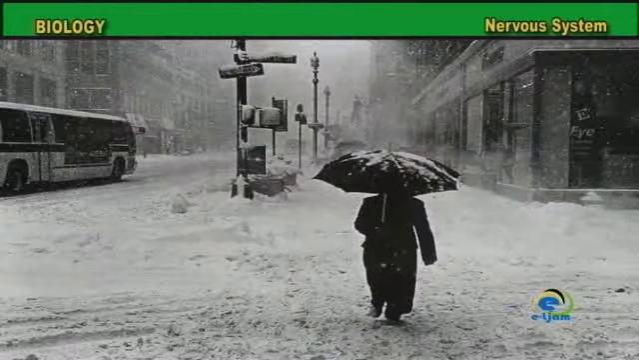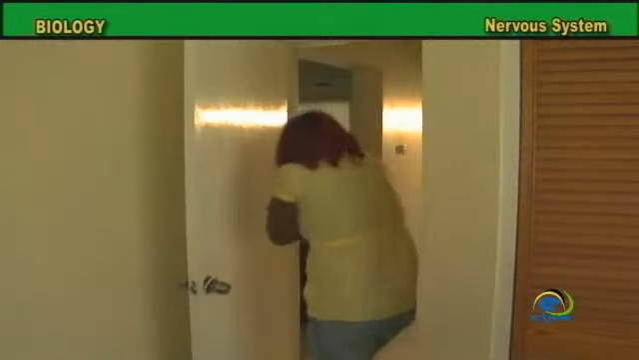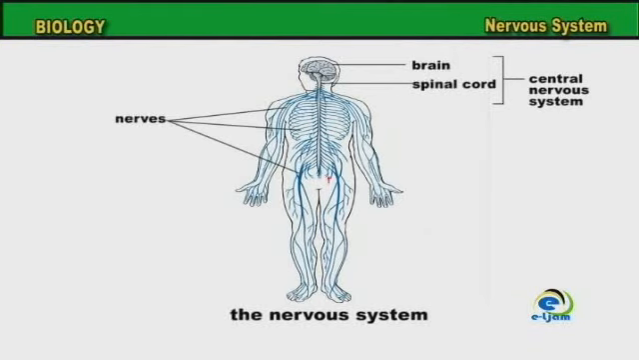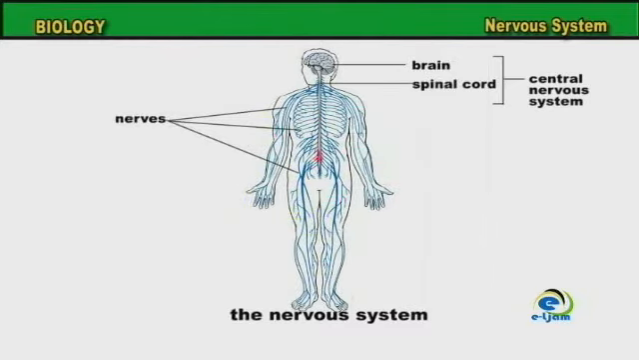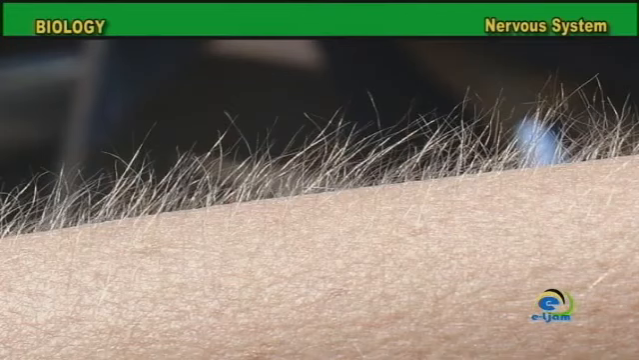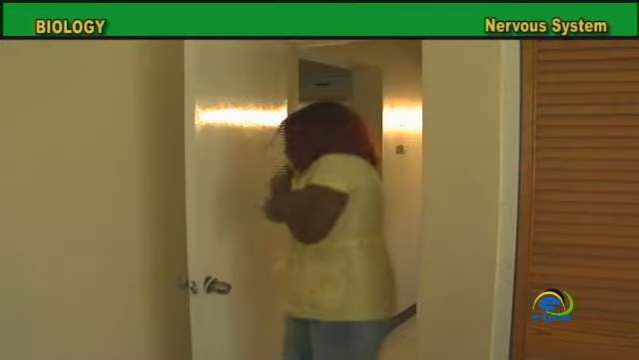When the body detects that the external surroundings are too cold, it sends the message to the central nervous system. The central nervous system interprets the message of being cold and sends a response that causes the body's temperature to increase. The response produces goosebumps and shivering.